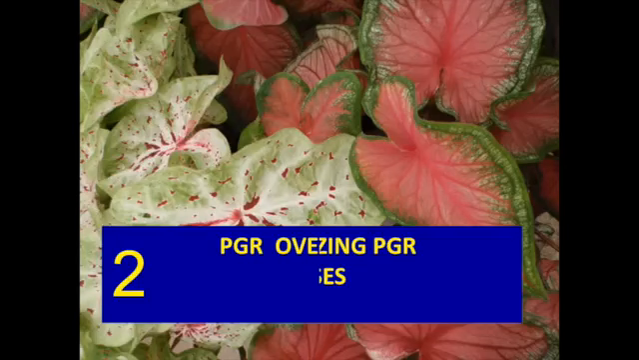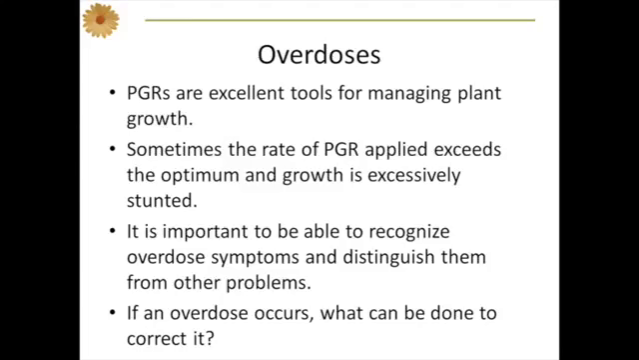But we do have to deal with PGR overdoses, and that's come up a couple of times today. One is just recognizing that you have an overdose, and sometimes the growth may just be excessively stunted. You may think it is, may not be sure, but it's important to recognize what those overdose symptoms are and be able to distinguish them from other problems, and then to know if you do have an overdose, what you can do to correct it.